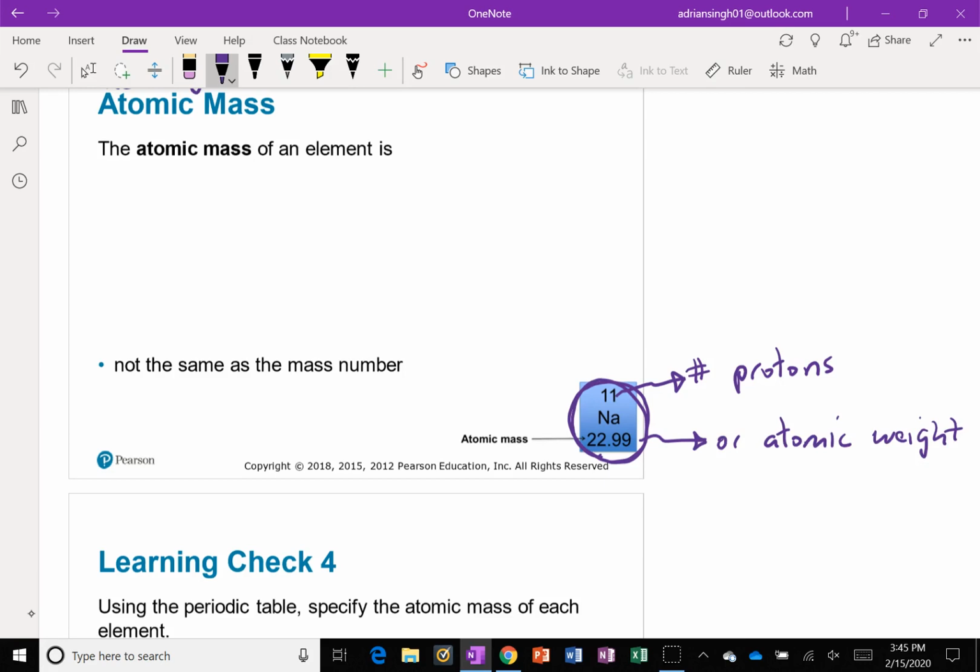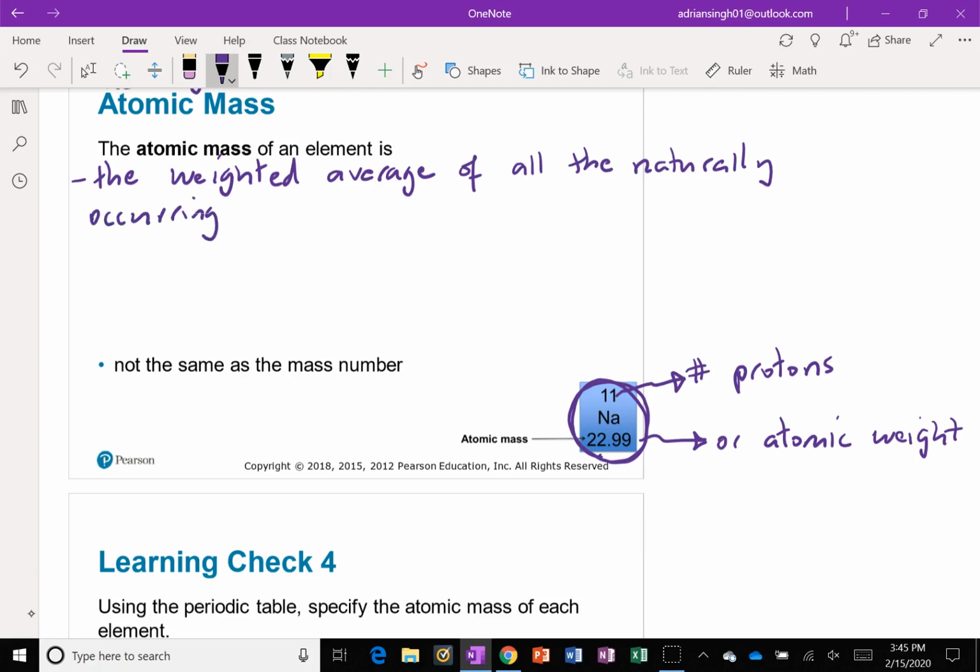And what that represents is the weighted average of all the naturally occurring isotopes for that element. Right, so you want to keep in mind that this is not the same as the mass number.